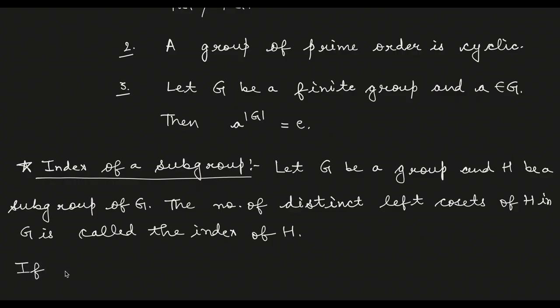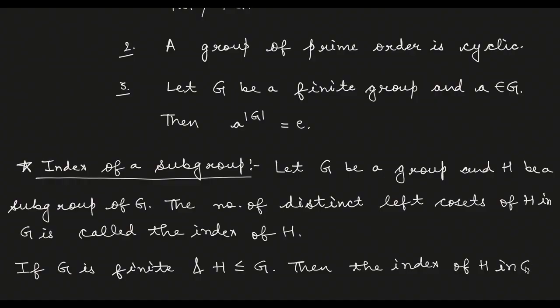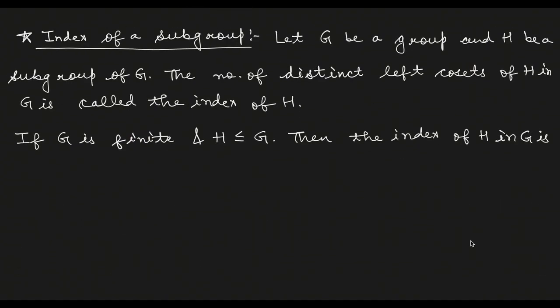If G is finite and H is a subgroup of G, then the index of H in G is given by the order of G upon the order of H. This is equal to the index of H in G. And this can be written only when G is of finite order.